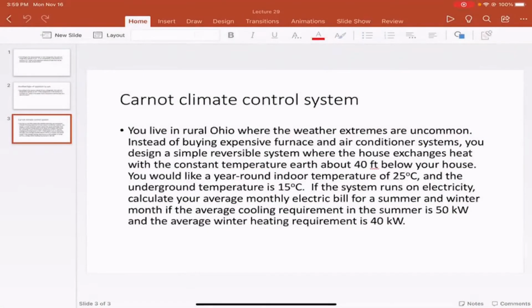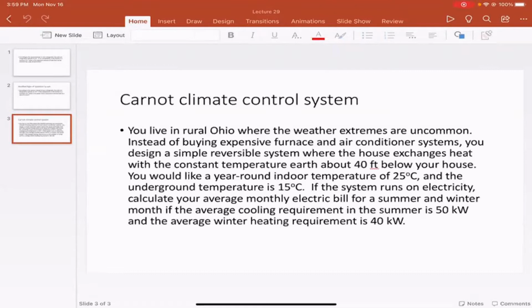At the end of lecture, I assigned what I thought was kind of an interesting problem. We're interested in using an underground reservoir that exists at a constant temperature of about 15 degrees Celsius to help cool our houses in the summer and heat our houses in the wintertime, and to hold it at a constant temperature of 25 degrees. And we're asked in this problem to calculate our monthly electric bill for a summer and winter month, given some average cooling requirement in the summer and heating requirement in the wintertime.